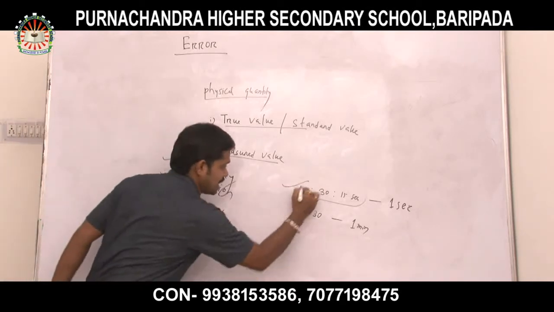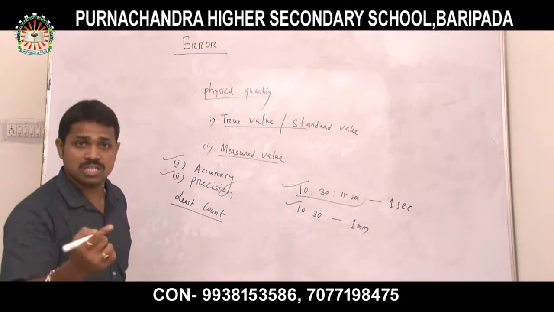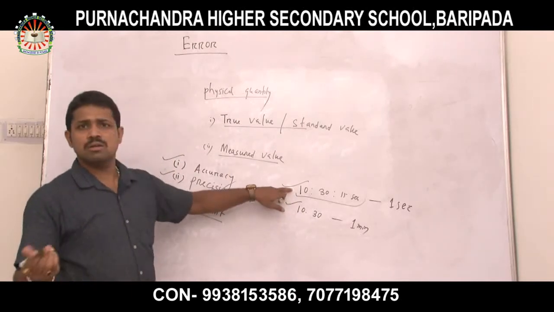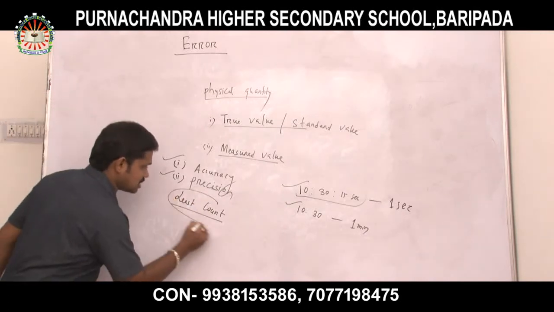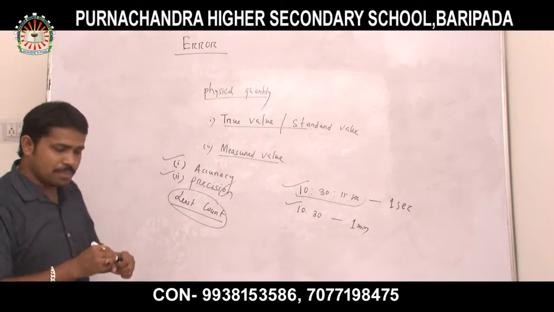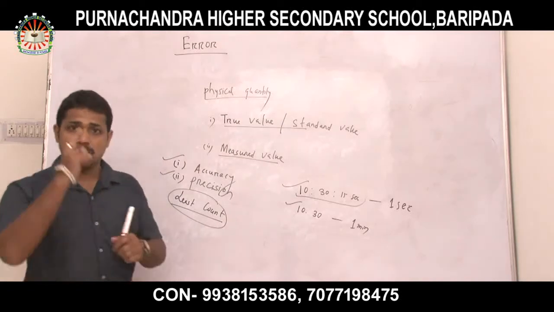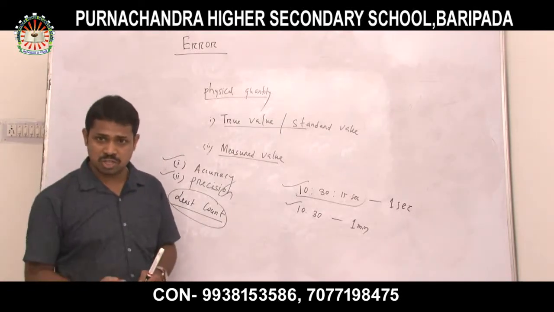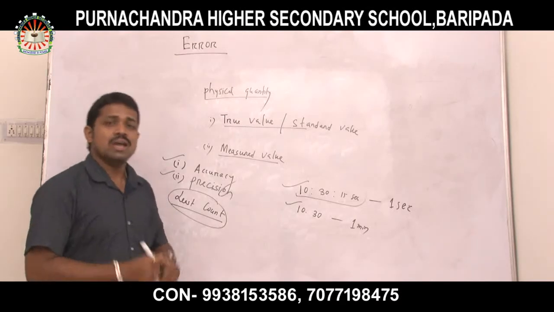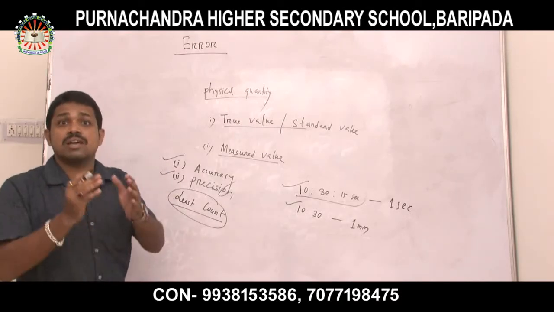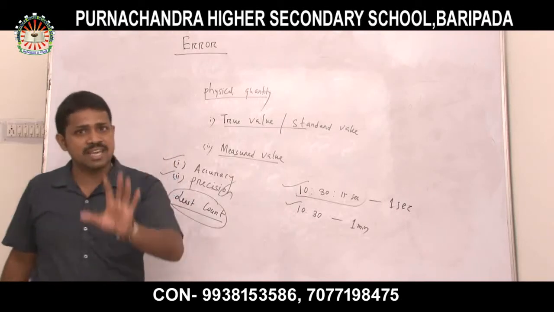So from these two examples, which is more accurate or more precise? Move on. Very simple. Clear all of you? So that's why least count. Remember, again I'll repeat one thing. Least count is nothing but the minimum measurement up to which an instrument can measure accurately.